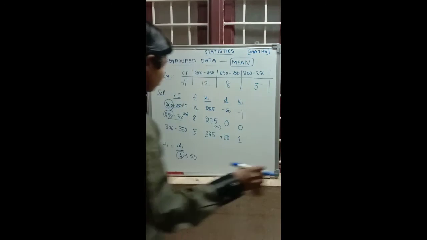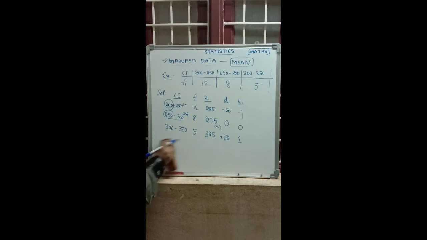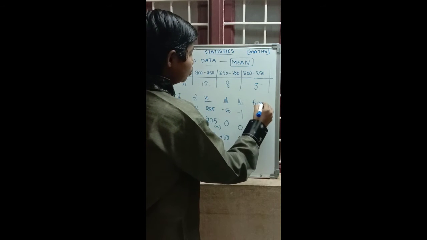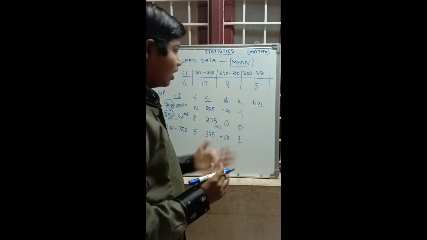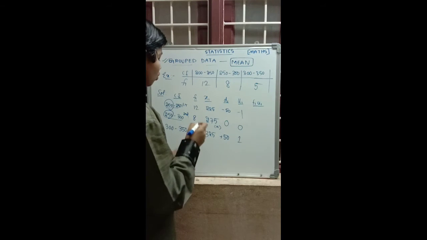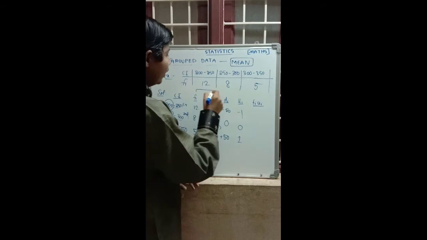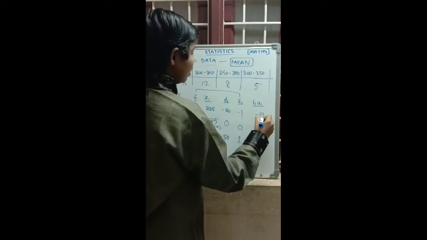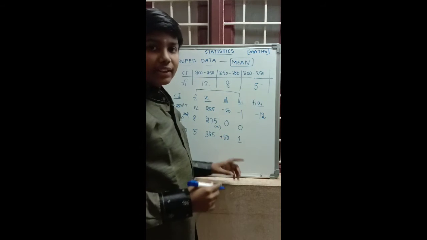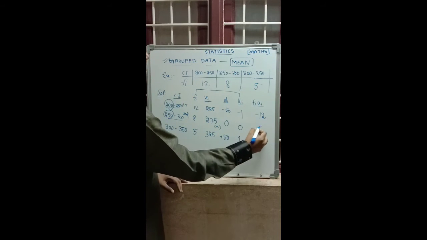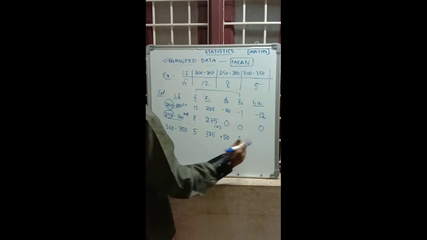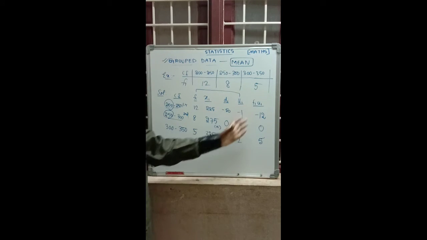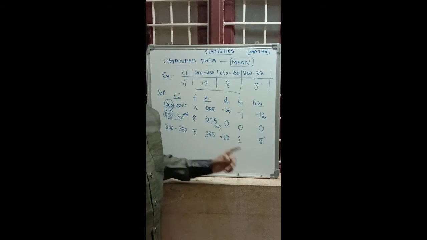Next we have to find fi into ui. This is the last step. We multiply the terms fi and ui. 12 into minus 1 is minus 12. 8 into 0 is 0, since anything into 0 is 0. 5 into 1 is 5. The fi ui values are minus 12, 0 and 5.